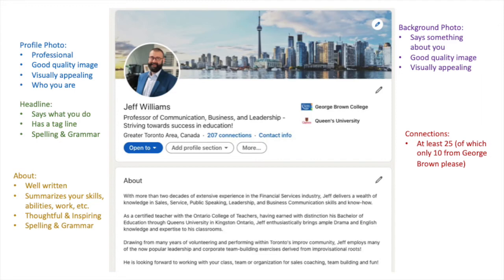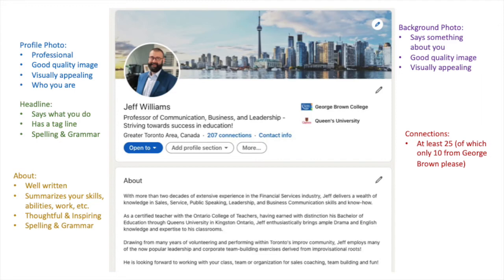Third section, so different paragraph, highlighting something different. Drawing from many years of volunteering and performing with Toronto's improv community, Jeff employs many of the now popular leadership and corporate team building exercises derived from improvisational roots. And then again, separating this idea, he is looking forward to working with your class, team, or organization for sales, coaching, team building, and fun.